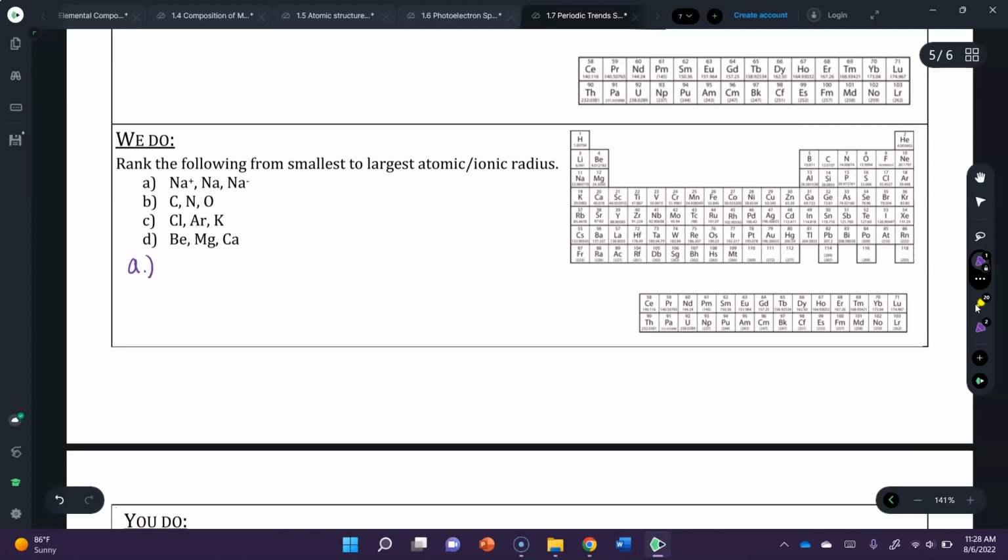So when we look at A, we know the one that has to be in the middle between the two is the one that hasn't changed, which is sodium. We want to rank it from smallest to largest. So the smallest one will go first, which will be the one that loses an electron, which is sodium with a 1+ charge. It's going to be smaller than the sodium neutral atom, which should be smaller than the ion that has gained an electron and thus added more to its electron cloud and thus increased in size due to an increase in electron-electron repulsion.